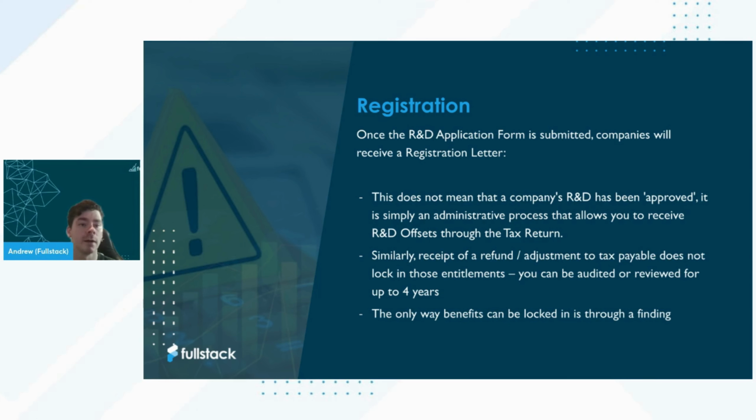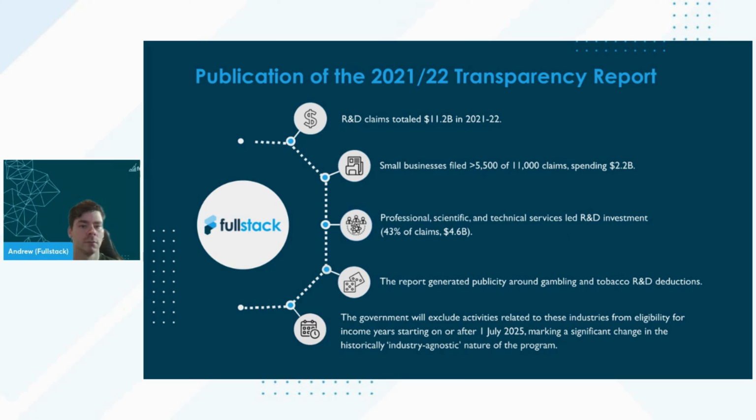Likewise, receipt of a refund doesn't mean that the activities were approved. The claim can actually be audited or reviewed up to 4 years in the future. The only way that you can actually get an approval or certainty about the eligibility of activities is by going through an advanced finding process, which is a separate application process that takes you out of the self-assessment pool. The other way is to go through a review or an audit and get an outcome from that that says the activities were eligible and the claimed deductions were eligible.